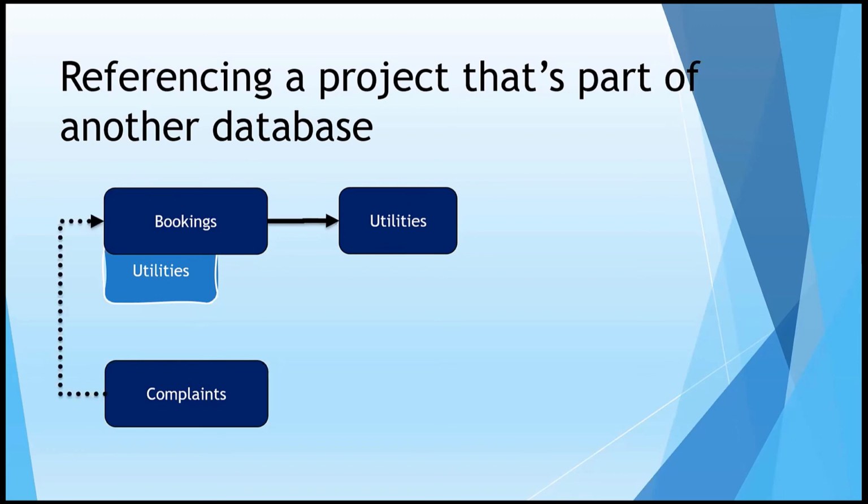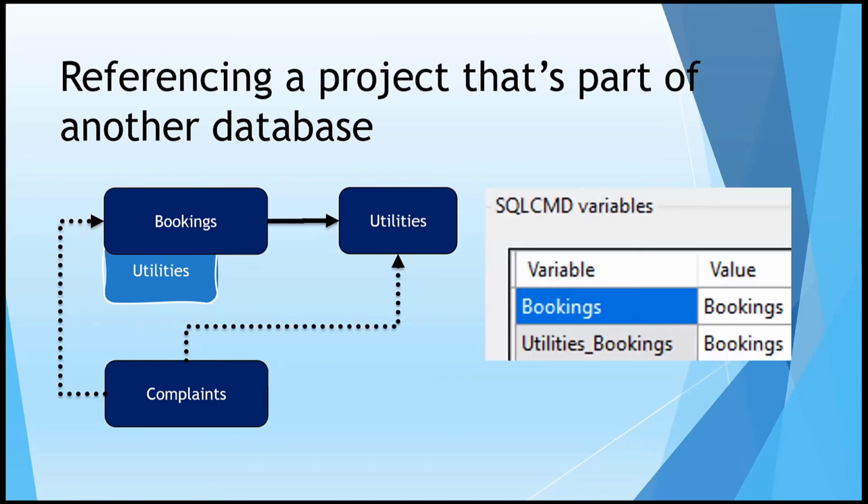And we want complaints to have an other database reference to bookings, but as part of some of that code, we want to be calling some of the stuff in utilities on bookings. So we want that, but that's not possible. That's a virtual version of a project. We can't reference that directly. So instead, we set up a reference to utilities, and then when we come to deploy, we'll just set the database names in these variables to be bookings. So they're the same thing.